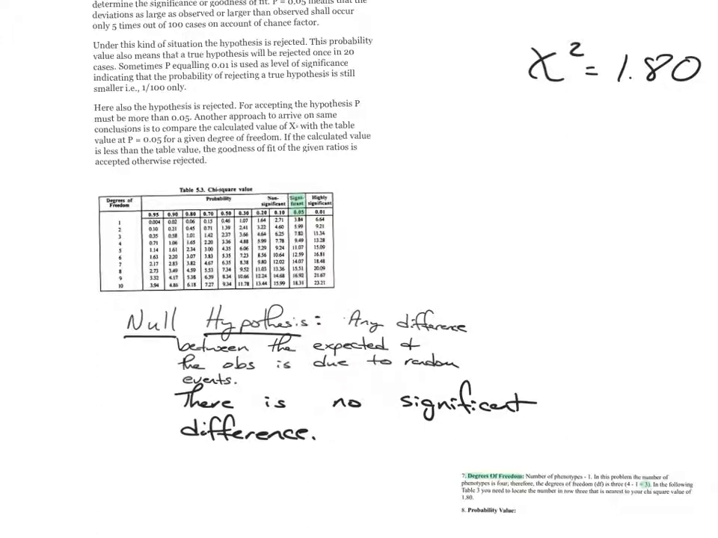If on the other hand, there is a big difference, then I reject the null hypothesis and I have to say something else is going on. Does that make sense?